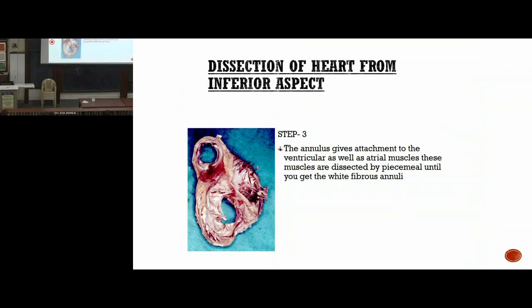This is the interventricular septum, and whatever white structure you see here is nothing but the membranous septum of the heart, which is nothing but the extension from the right trigone of the heart.